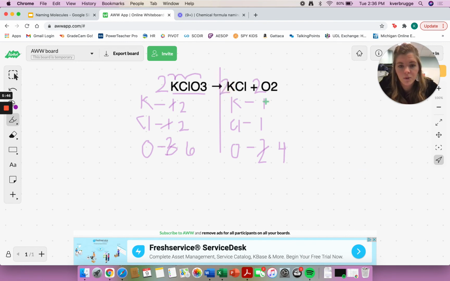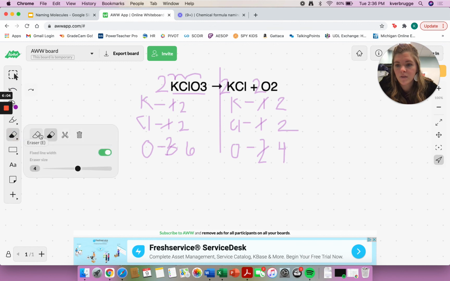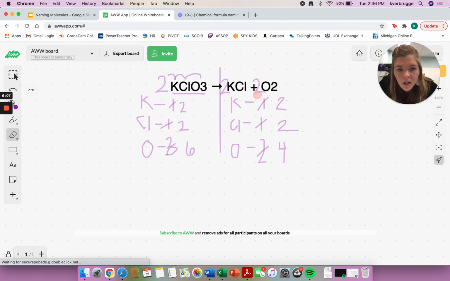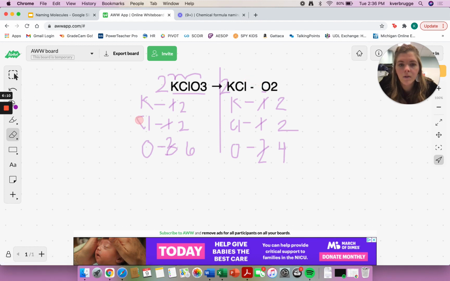So maybe I'll put a 2 here to give myself 2 potassiums and 2 chlorines. But my oxygens still aren't happy, so maybe I can get rid of this 2. Oh no, that's not what I wanted. How do I just get rid of that? I think I can just get rid of this here. Well, that kind of worked. Okay, so I can get rid of that 2 and I can bump it up to a 3, and then I have 3 copies of the O2 giving me 6 total oxygens. And now everything is happy.